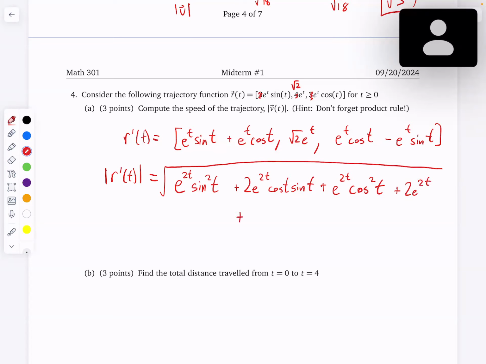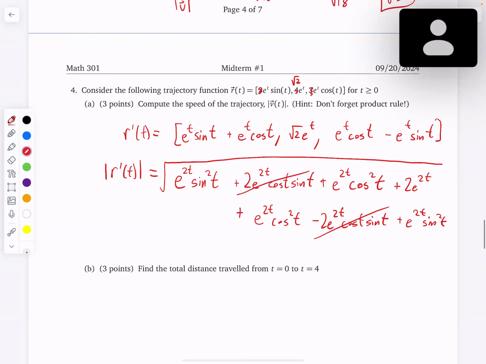And then squaring this thing will be the exact same as this, except there's going to be a minus sign here. And so you get e to the 2t cosine squared t minus 2e to the 2t cosine t sine t, which is the important thing because it's going to cancel out. And then you get plus e to the 2t sine squared t. So that cancels with that. And so this simplifies actually rather nicely. And you should notice that on the exam, it's going to simplify somewhat. It has to, otherwise it's too mean.